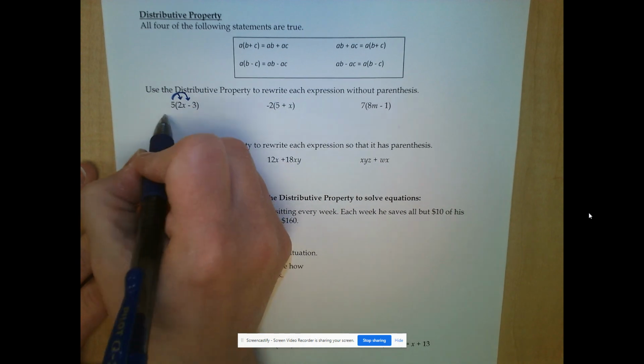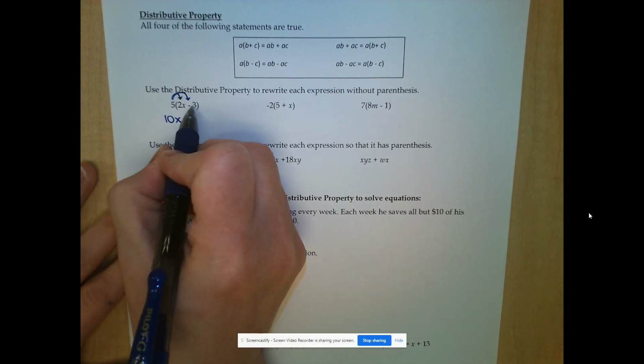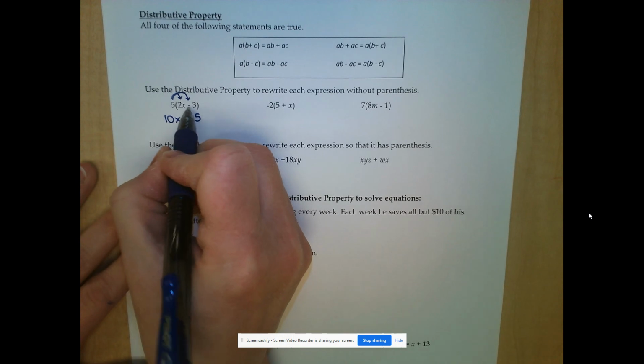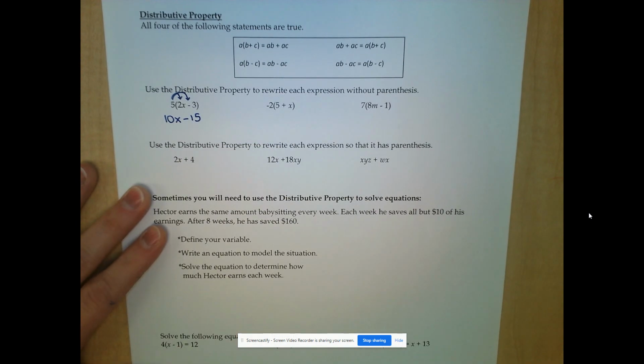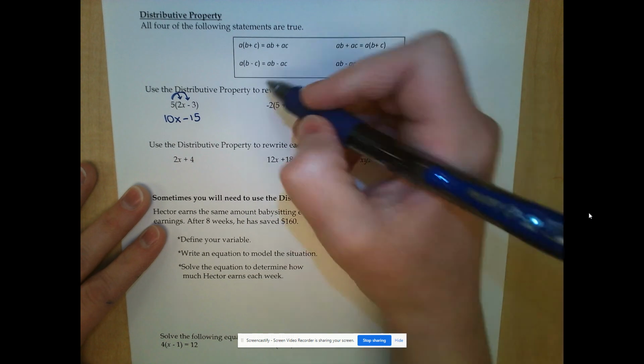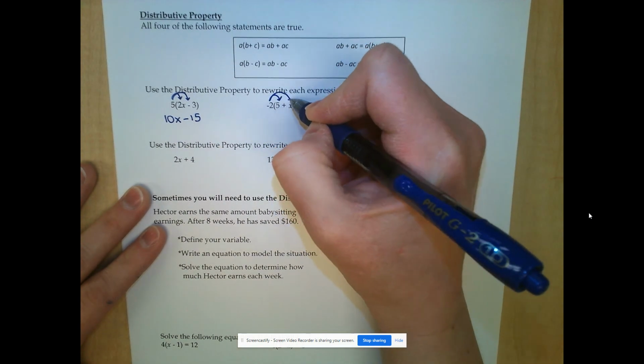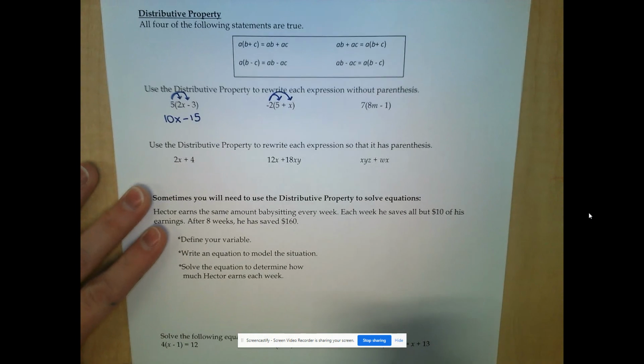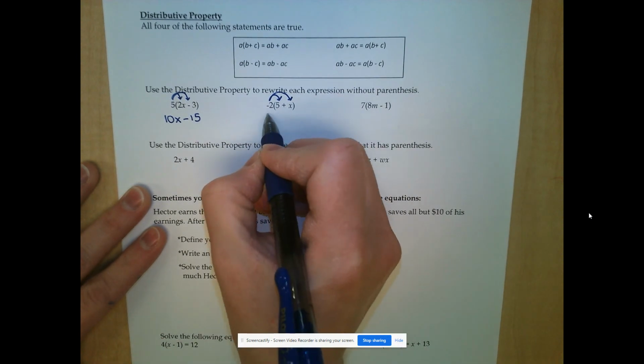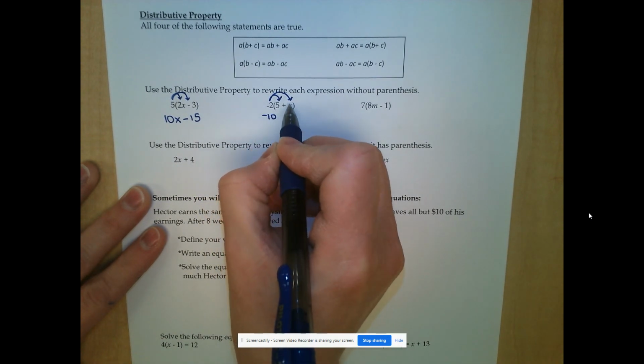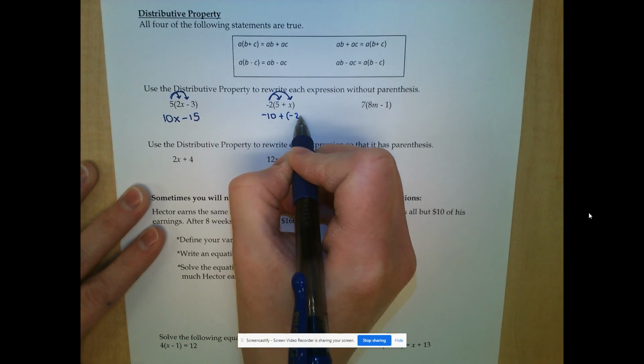So 5 times 2x would be 10x. 5 times the minus 3 would be minus 15. You cannot forget that the fact that there is subtraction inside does carry into the answer. So here, if we're going to distribute the negative 2, both of the terms inside are getting multiplied by a negative. So negative 2 times 5, negative 10. Negative 2 times x would be plus a negative 2x.